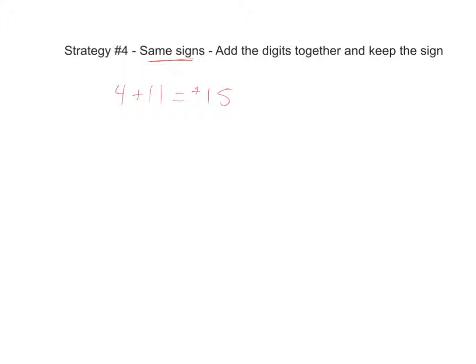We all know it's positive. Now, let's say, for example, we have negative 4 plus negative 11. Well, add the digits together. So 4 plus 11, again, is 15. And it says if they both have the same signs, keep the sign. So they're both negative. The answer is negative. So the answer is negative 15.